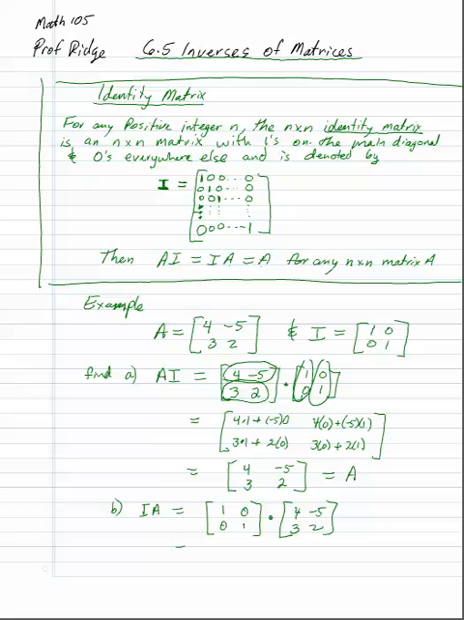Remember we're going to do row times column. So 1 times 4 plus 0 times 3. Then negative 5 times 1 plus 0 times 2. Then row 2, column 1: 0 times 4 plus 1 times 3. Then 0 times negative 5 plus 1 times 2. And you get 4, negative 5, 3, 2, which is A. So you can see that anything times the identity is going to be itself. That's the identity property.